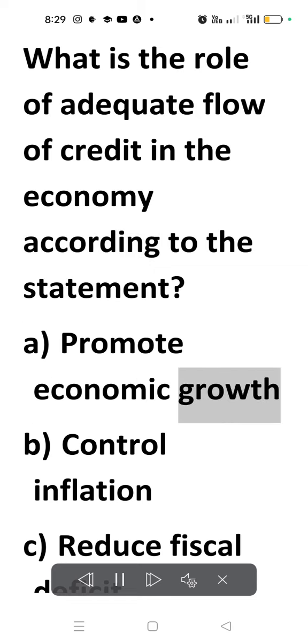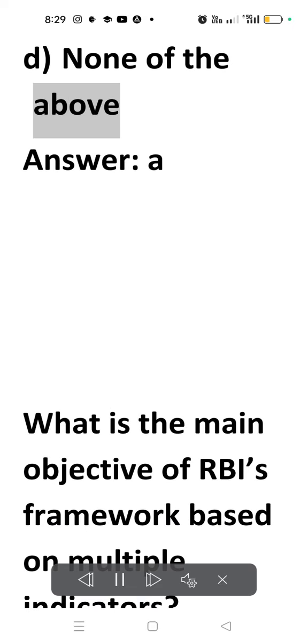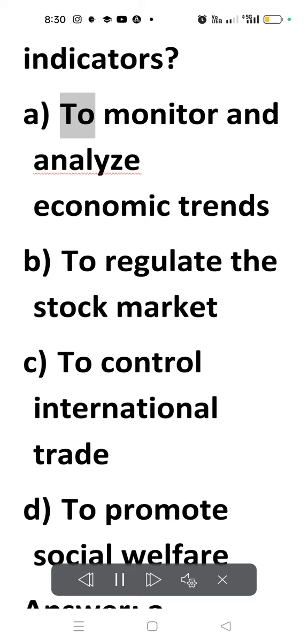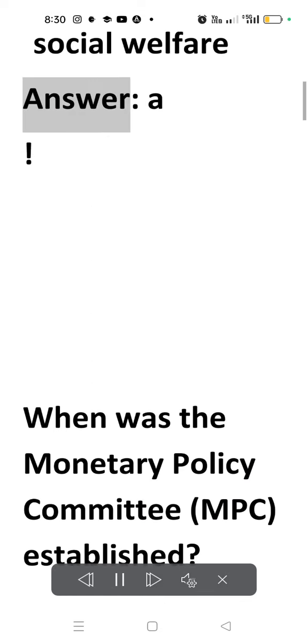What is the role of adequate flow of credit in the economy according to the statement? Promote economic growth. Control inflation. Reduce fiscal deficit. None of the above. Answer: A. What is the main objective of RBI's framework based on multiple indicators? To monitor and analyze economic trends. To regulate the stock market. To control international trade. To promote social welfare. Answer: A.